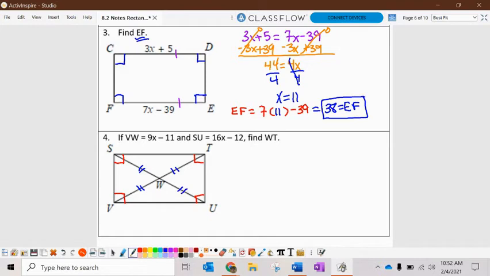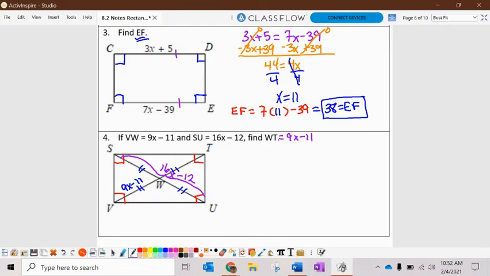Now, they tell us the measure of VW, one of those little parts, is 9x minus 11. And they tell us that SU, which is 2 of these little parts together, is 16x minus 12. Okay, and they want us to find the measure of WT. Notice that WT is just one of these little parts, so the measure of WT is just going to equal 9x minus 11. But we need to solve for x so that we can plug it in and see exactly how big one of those little pieces are. WT is just another one of those 4 congruent pieces of the diagonals.